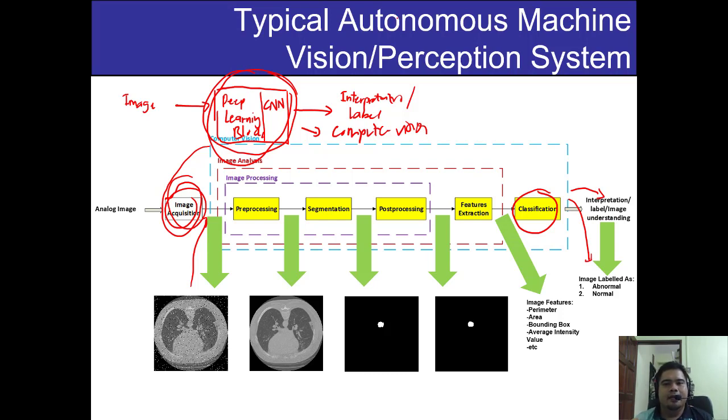Okay, I hope this video helped you a lot in defining what is computer vision, what is image analysis, and what is image processing.